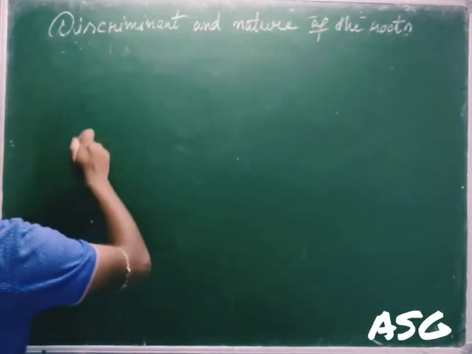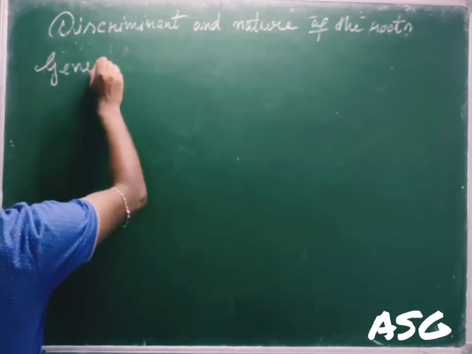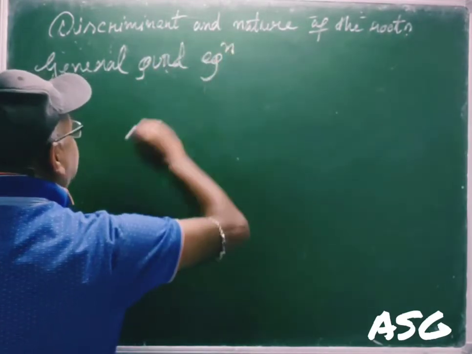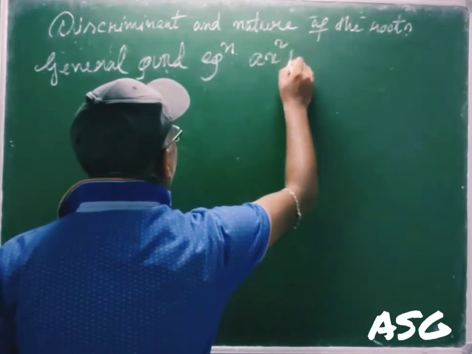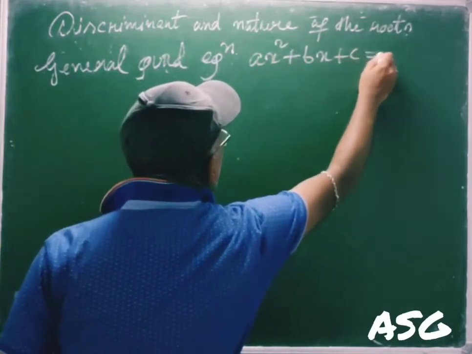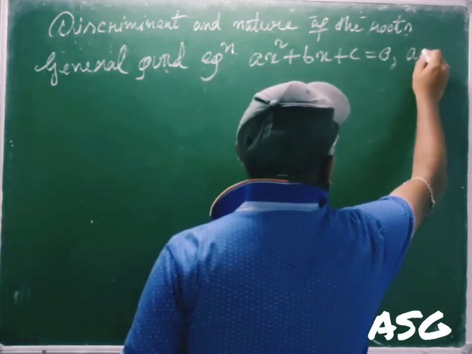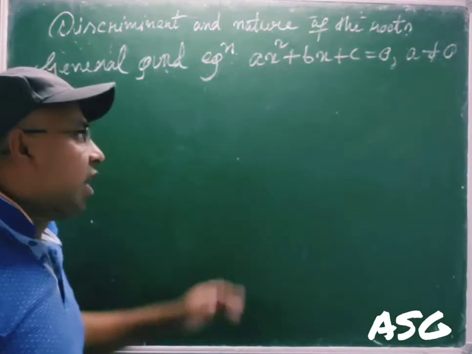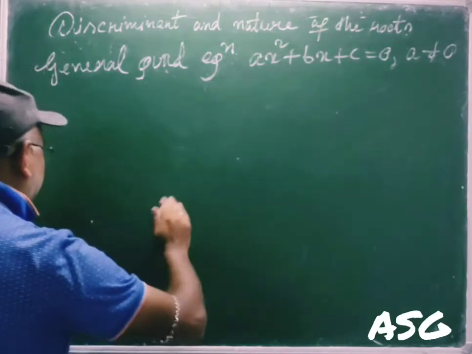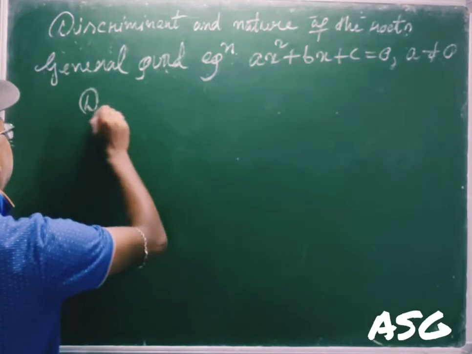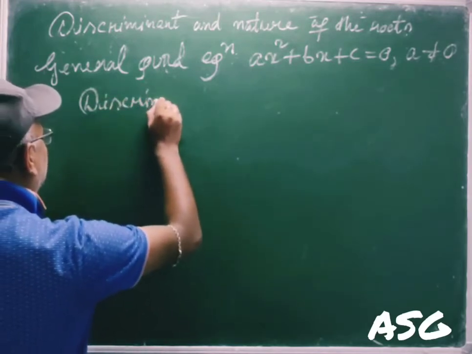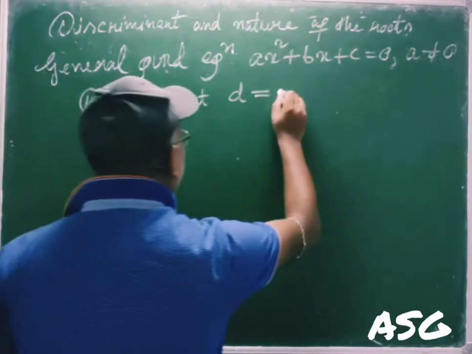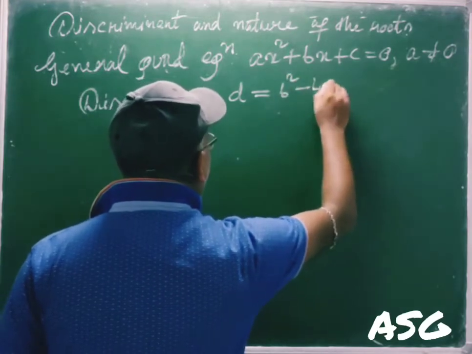As we know, a general quadratic equation is represented by ax square plus bx plus c equal to 0, where a is not equal to 0. That means the degree should be 2. If you see my previous video, you can easily understand this. Now, the discriminant of this quadratic equation, which is denoted by d, you can write either as small d or as capital D, is equal to b square minus 4ac.